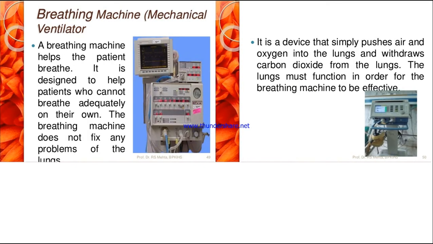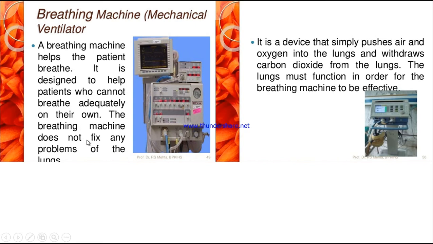Next, we come to the mechanical ventilator, or we call it a breathing machine. A breathing machine helps the patient to breathe. Patients who are very critical are not able to breathe on their own. They are not putting in any respiratory effort. So we need some backup support, which we call mechanical ventilation. This will help the patient to breathe easily. It is designed to help patients who cannot breathe adequately on their own.